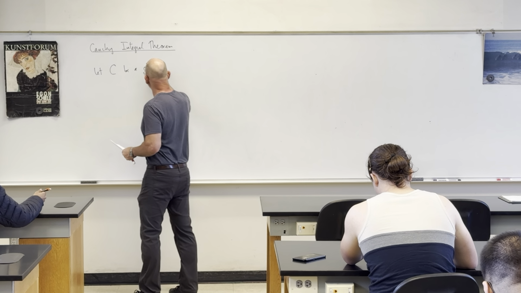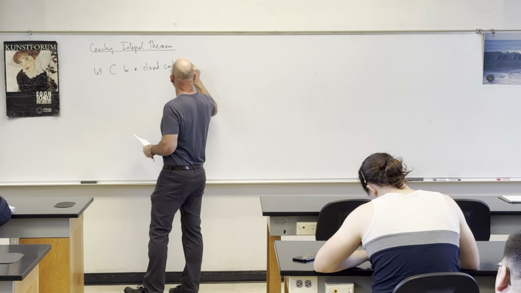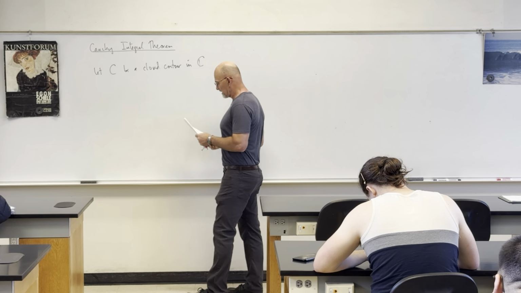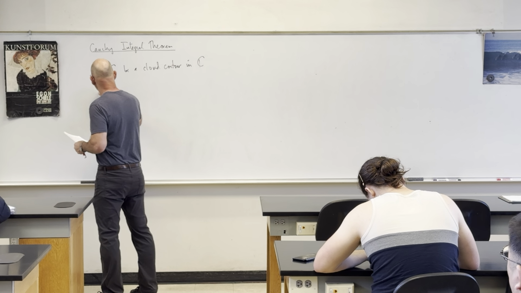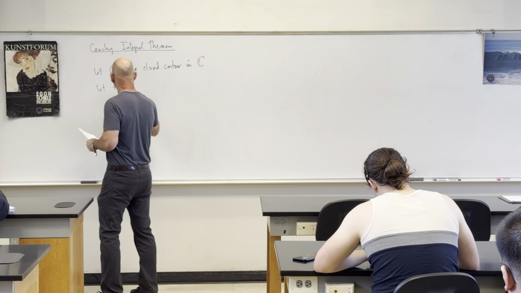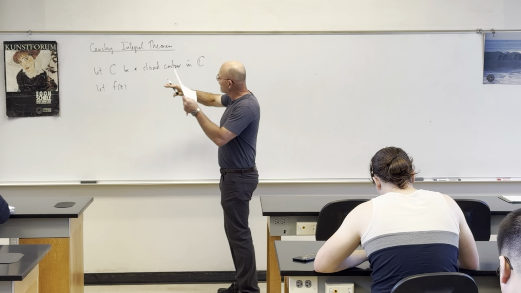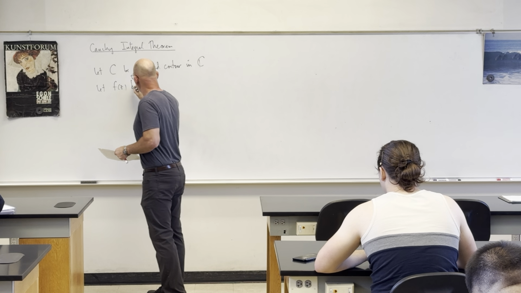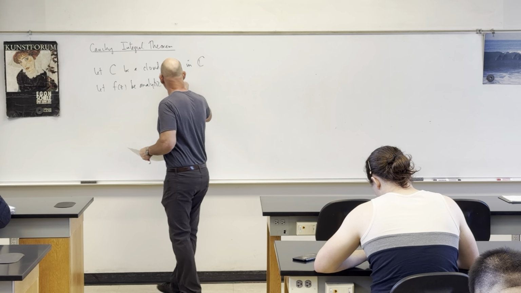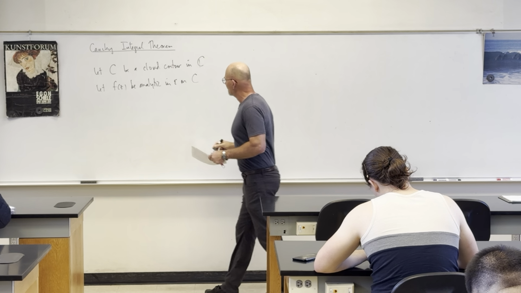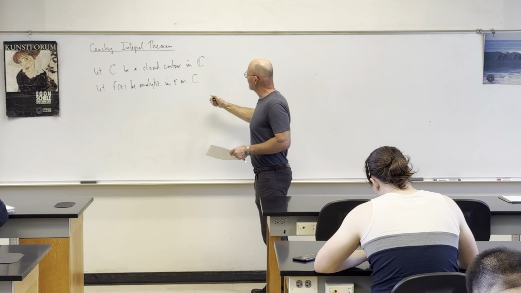Closed contour in the complex plane. Let f of z be analytic in that contour, within it and on it. So f of z is analytic in and on C. So the contour C and the complex plane C are two different things.